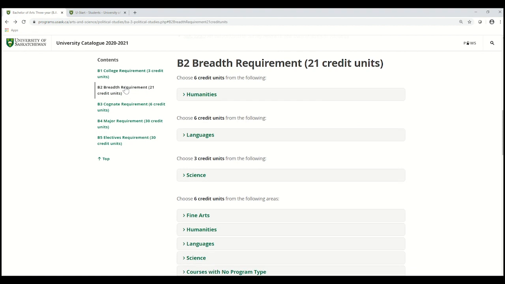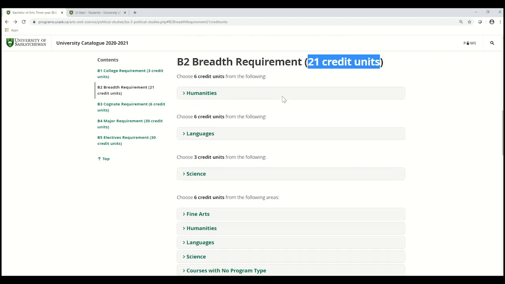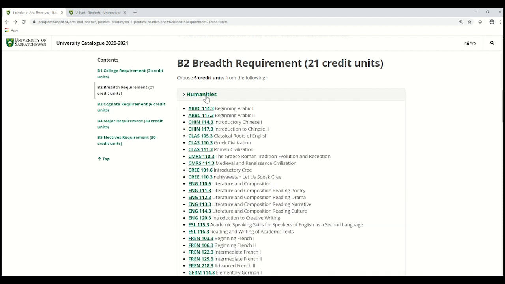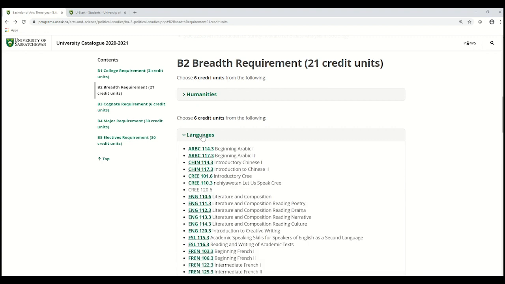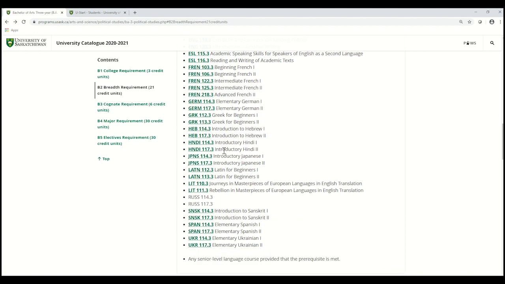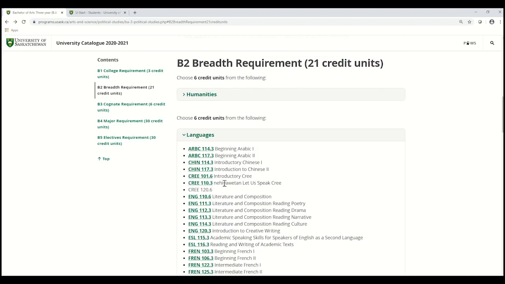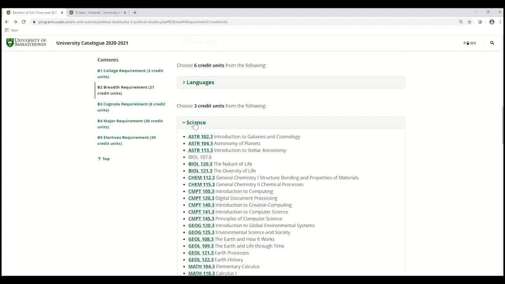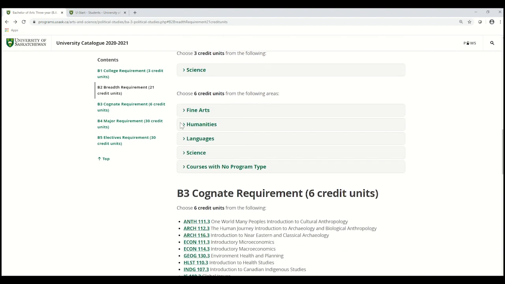Next, we're going to look at the breadth requirement. In this case, for political studies, they're looking for 21 credit units. And it's a bit different than the breadth requirements for the chemistry major. Here, the expectation is that you'll have 6 credit units from the humanities, 6 credit units from the languages, and there are lots of languages to choose from. I'll just note that, including Sanskrit, and 3 credit units from the sciences, plus 6 credit units from any area that is not social science.